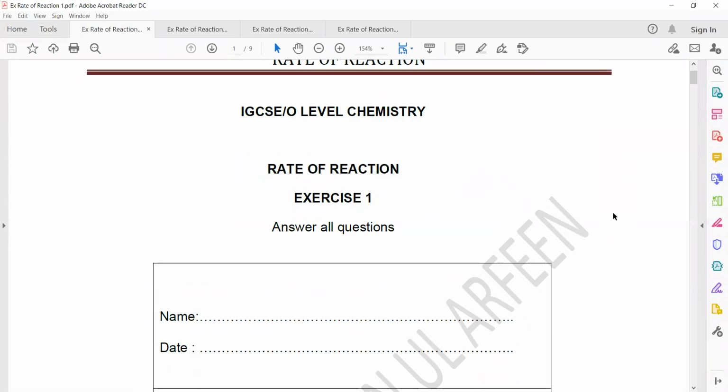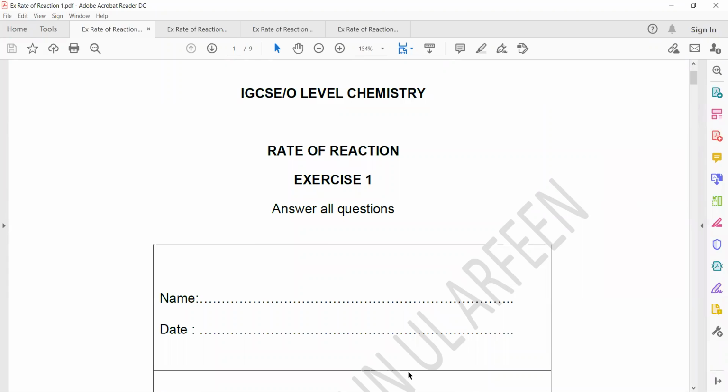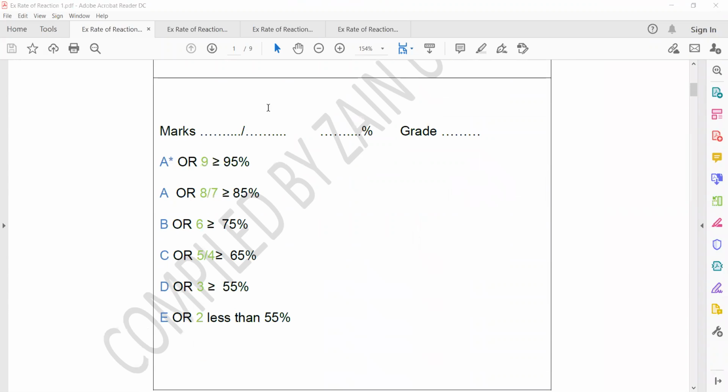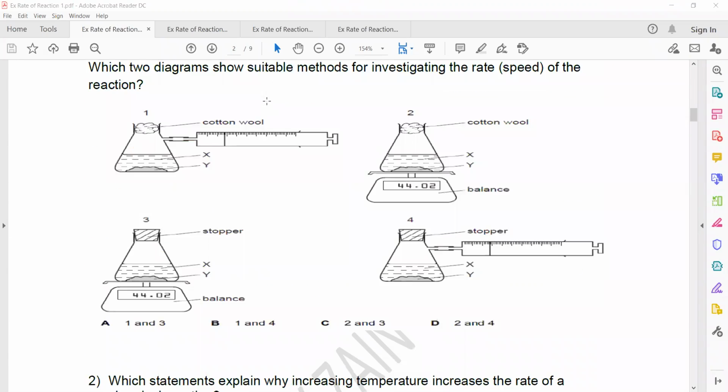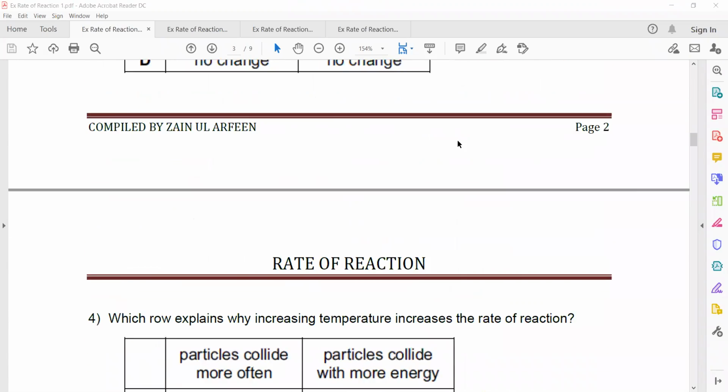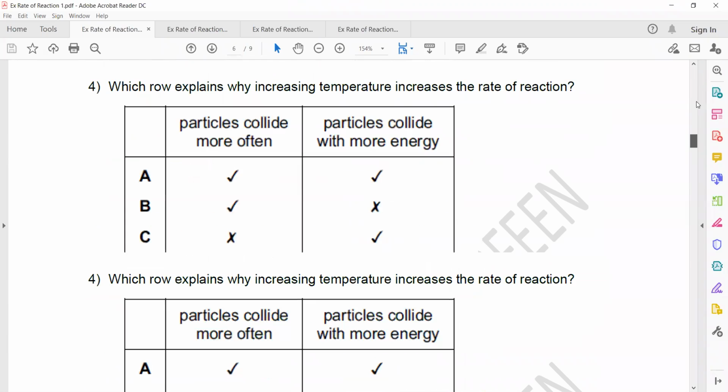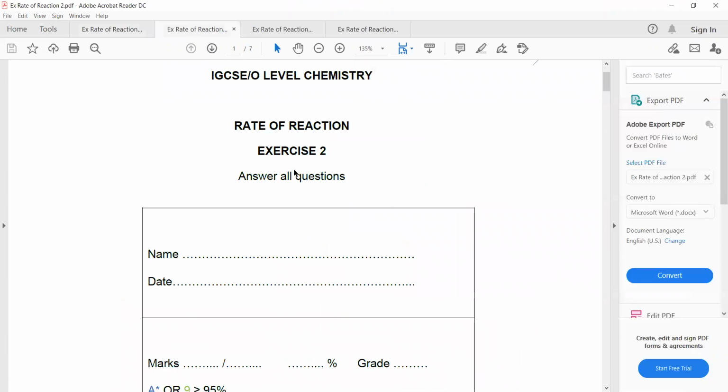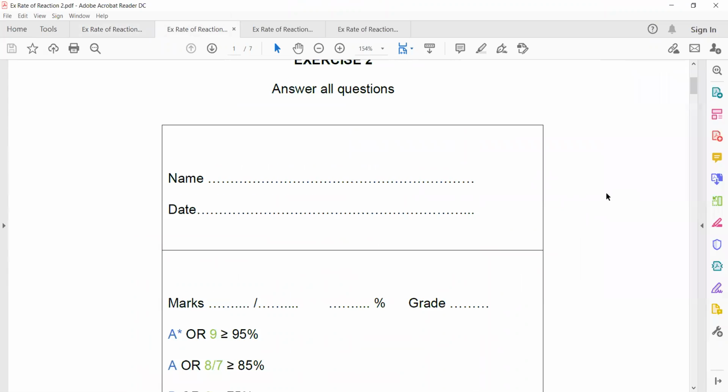So this is an exercise related to the rate or the speed of the reaction. This part, the MCQs, we already discussed. Some questions we'll discuss.